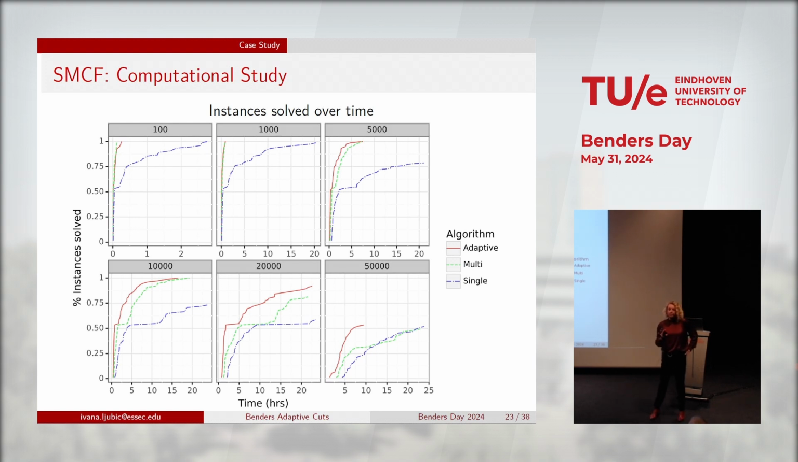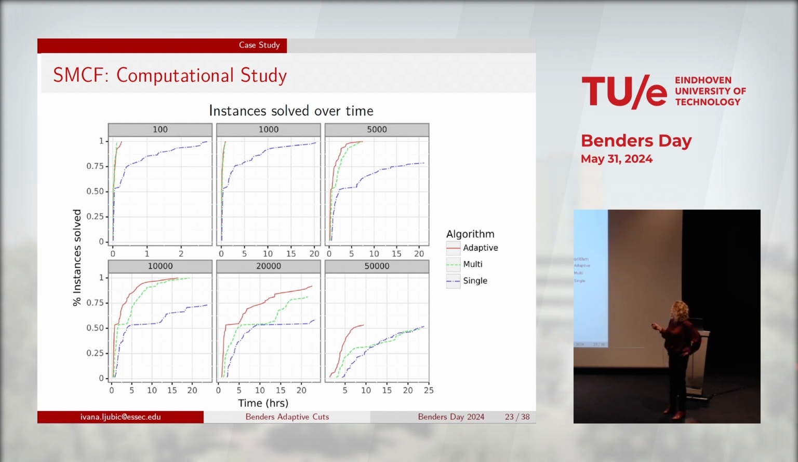And I have to say that these are really vanilla implementations because we didn't want to combine this with more advanced stabilization techniques or any other kind of speed-ups known for Benders decomposition. We really wanted to see what happens if we apply bare-bone methods. Is there any advantage of using adaptive Benders cuts? And what you can see is that the red line shows the results for the adaptive. And here we see the cumulative performance profiles, which means that on the y-axis, you see the percentage of instances solved, and on the x-axis, you see the time in hours, okay?